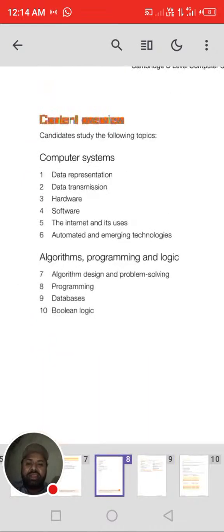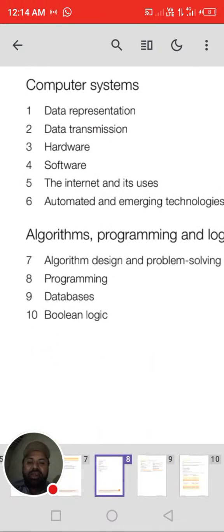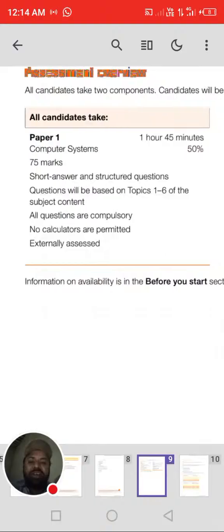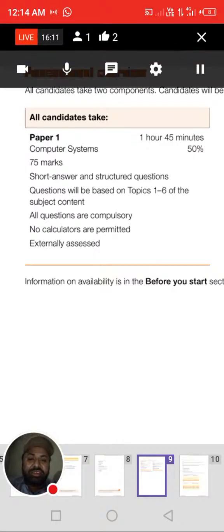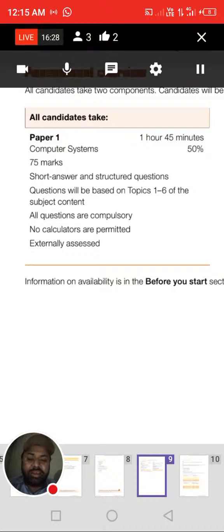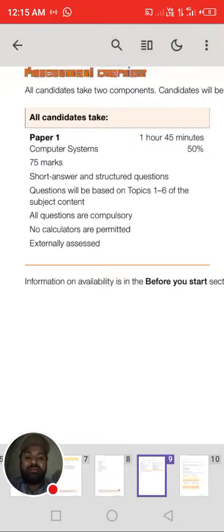Here it is. These are topics 1 to 6, from data representation to automated and emerging technologies. This paper will have short questions and structured questions from these topics. All questions are compulsory. Yes, dear students, there is no choice, unlike in different regions in Pakistan, Punjab, and around the world. Here, all the questions are mandatory. No calculators are permitted. It is externally assessed; papers are assessed in a strict manner to give you final marks and weighting.